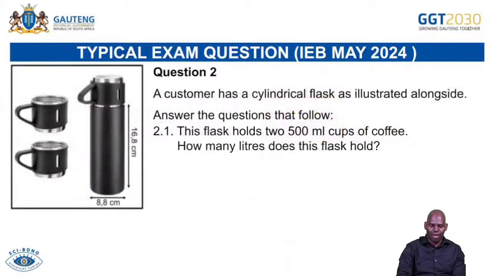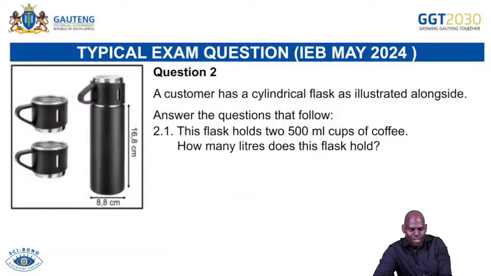Okay, then another typical exam question, taken from the IB May 2024: a customer has a cylindrical flask as illustrated alongside. Answer the questions that follow. The flask holds 2 500 milliliter cups of coffee. How many liters does this flask hold?